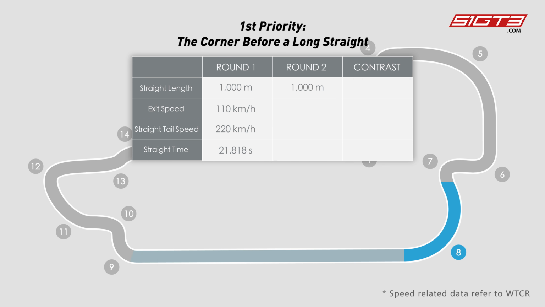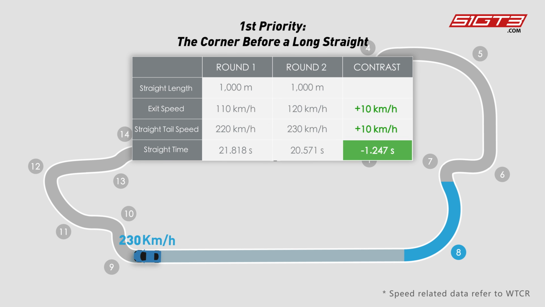By comparison, it shows that as long as you have a leading exit speed of 10 km per hour at corner 8, you can gain a huge advantage of 1.2 seconds at the end of the straight, so the first priority must be the corner before a long straight.